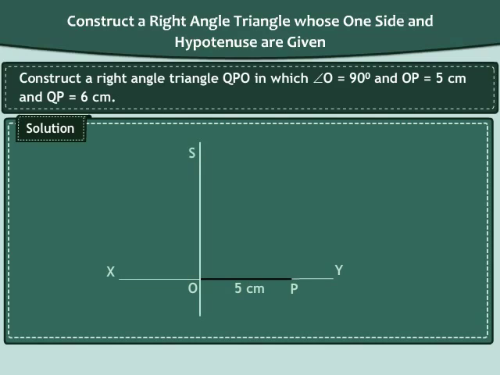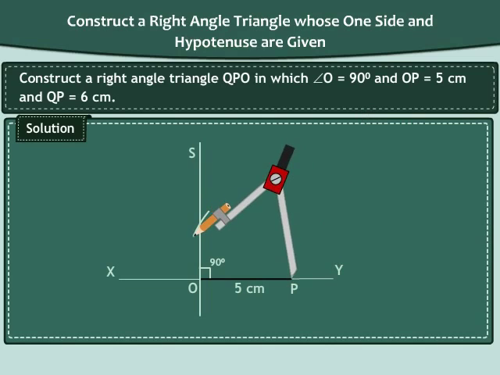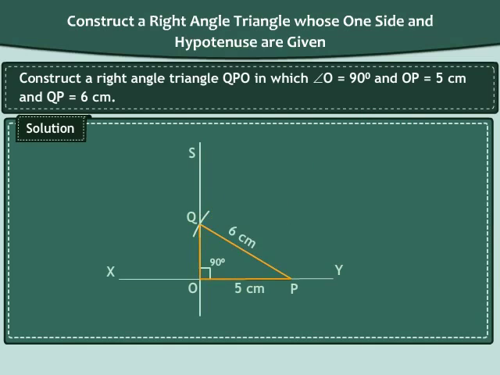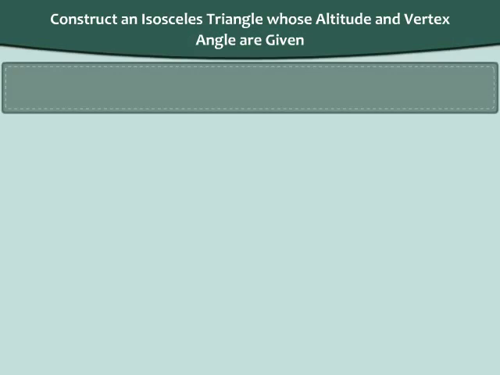Construct a line segment OS sufficiently large, such that angle SOP is equal to 90 degrees. Now with P as center and radius 6 centimeters, draw an arc cutting OS at point Q. Join QP. Thus QPO is required right-angled triangle. Let us construct an isosceles triangle whose altitude and vertex angle are given.